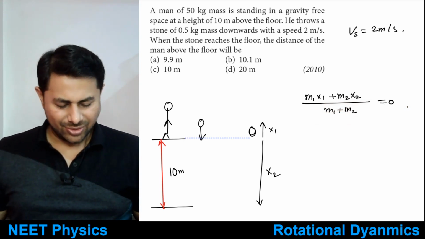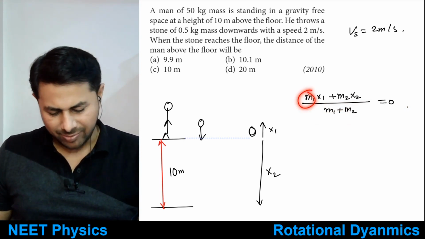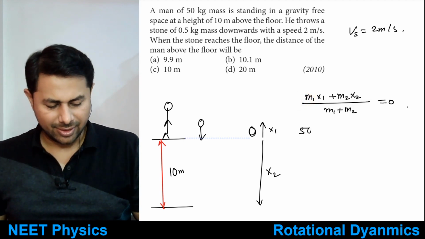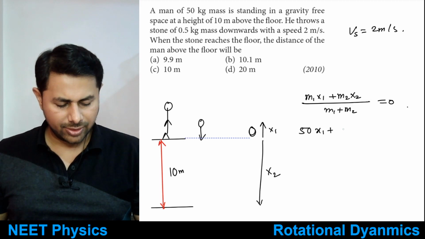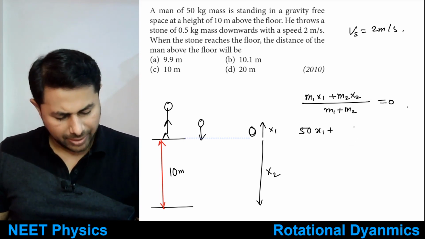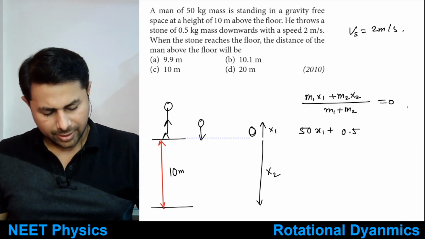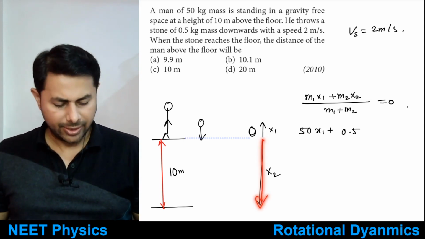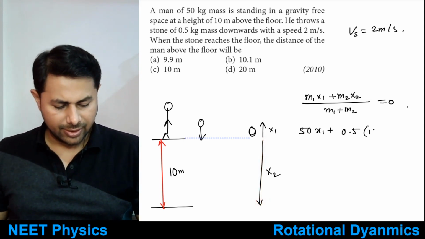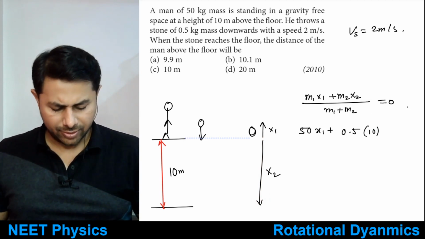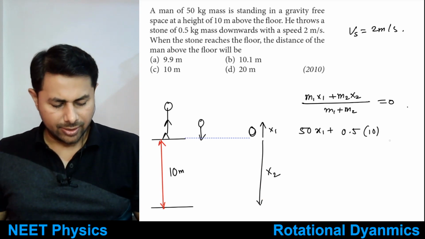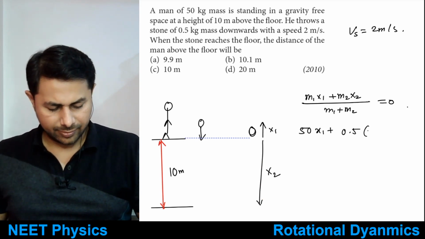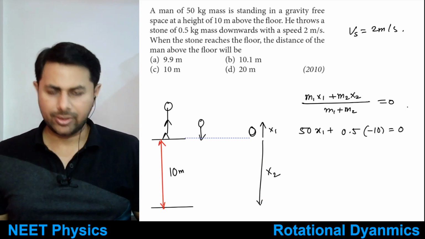Okay, so then put the values. What is the mass of the man? It's 50 kg. So 50 times x1 plus the mass of the stone, 0.5, multiplied by the distance the stone moves downwards. Okay, so its distance covered is 10, right? So let's say minus 10 because it's downwards. So minus 10, that's equal to 0.